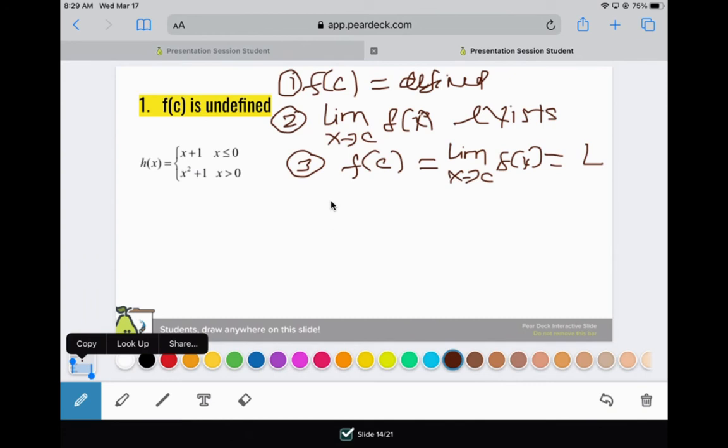So I'm going to give you like a minute to copy it down, have it somewhere. Okay, step number 1, f of c is defined. We want to check for that. Step 2, we want to check to see if there is a limit. Step 3, we're going to check whether steps 1 and 2 are equal, if the number is the same or not. That's what we look for. Okay.